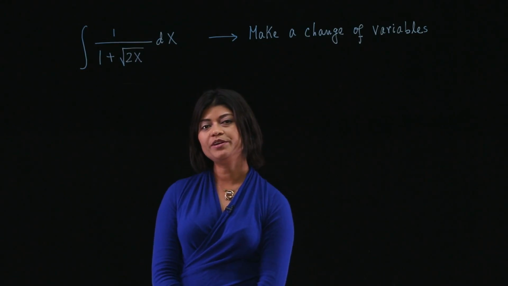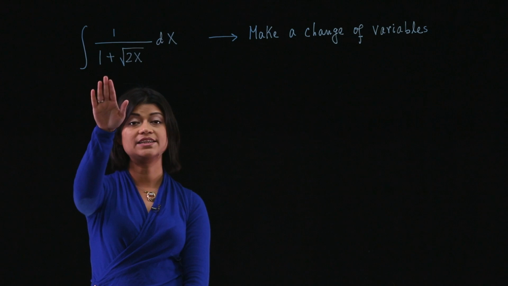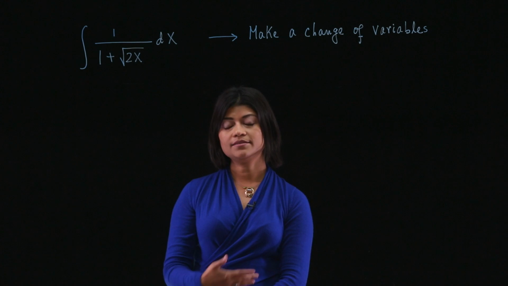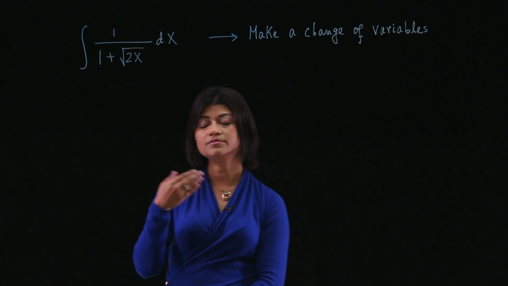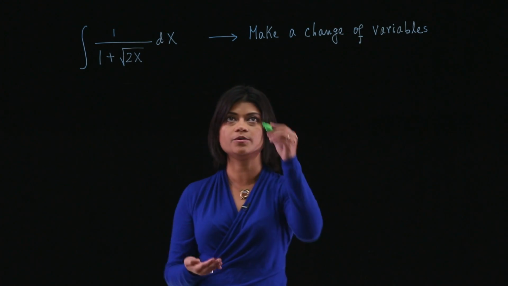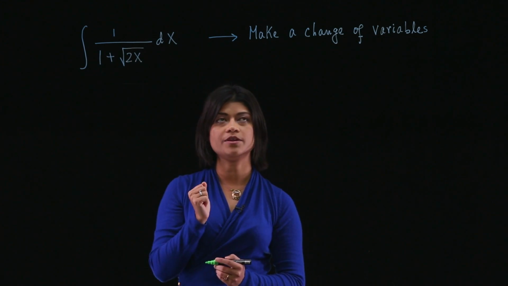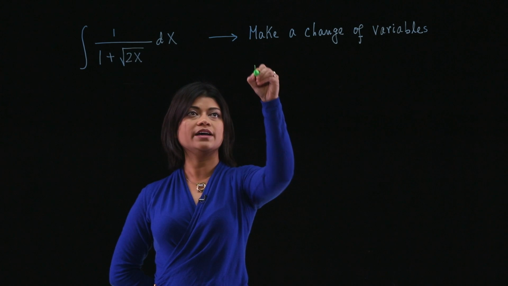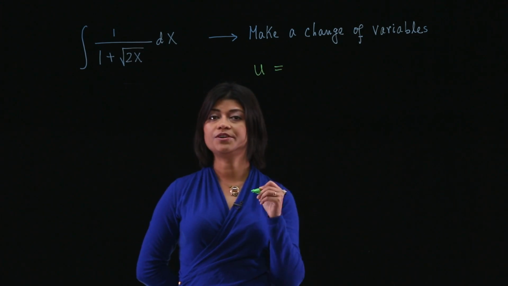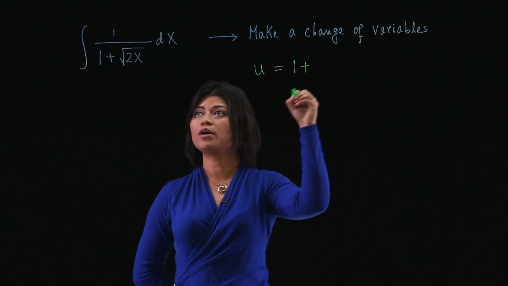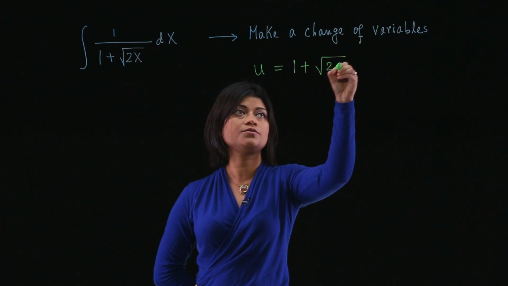Hello, I'm Papia. In this problem, we have to compute this integral by making a change of variables. And there is a hint that also tells you that the new variable u can be taken to be the expression in the denominator. So let's do that. Let's make a change of variable right here, u being the denominator, 1 plus square root of 2x.